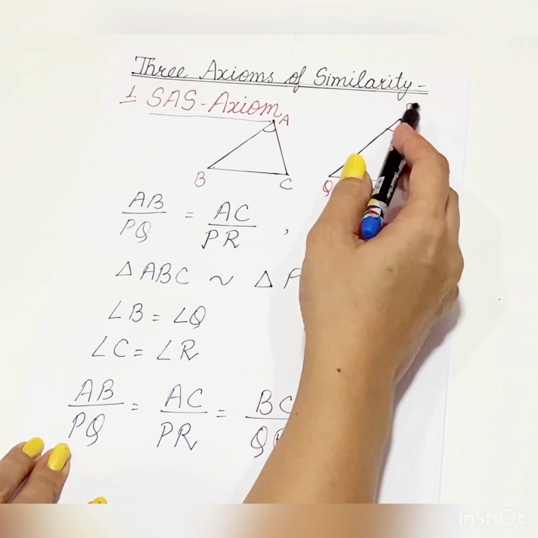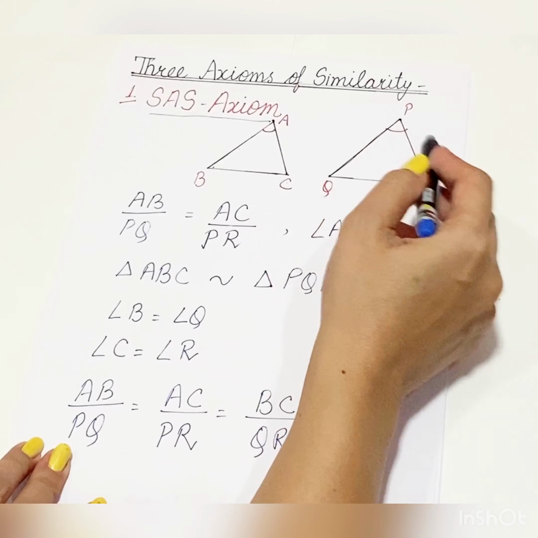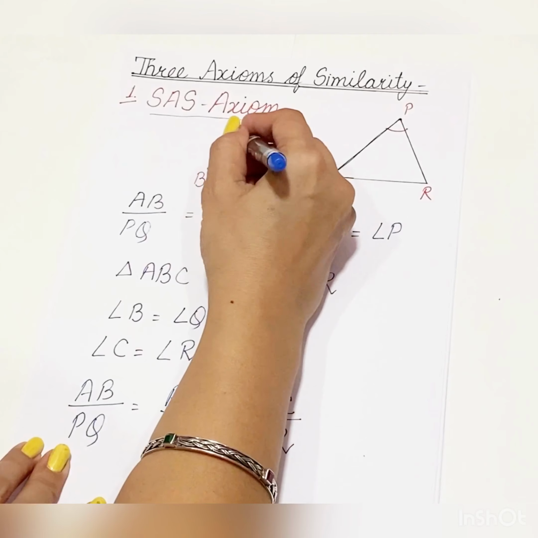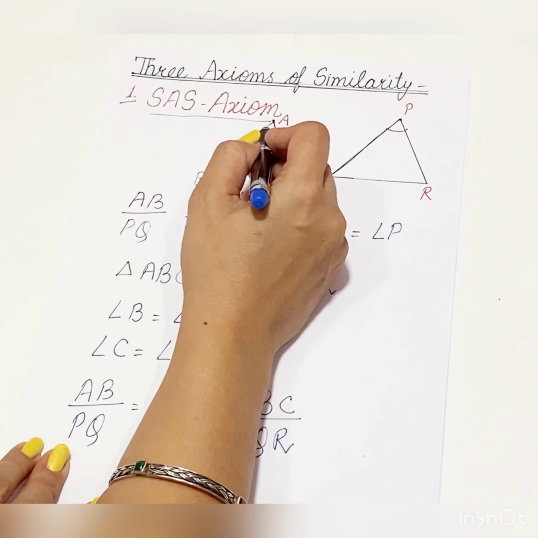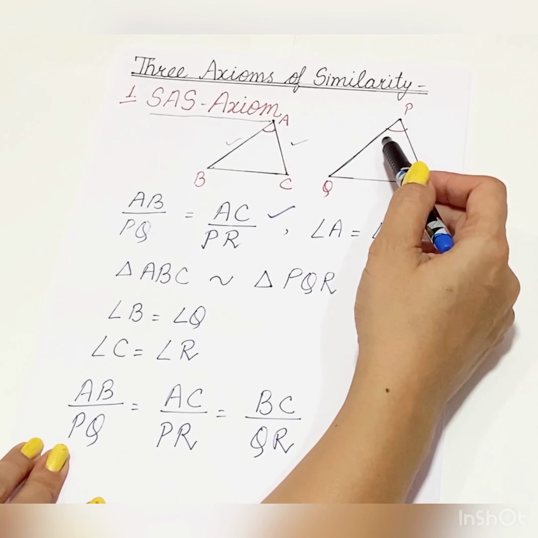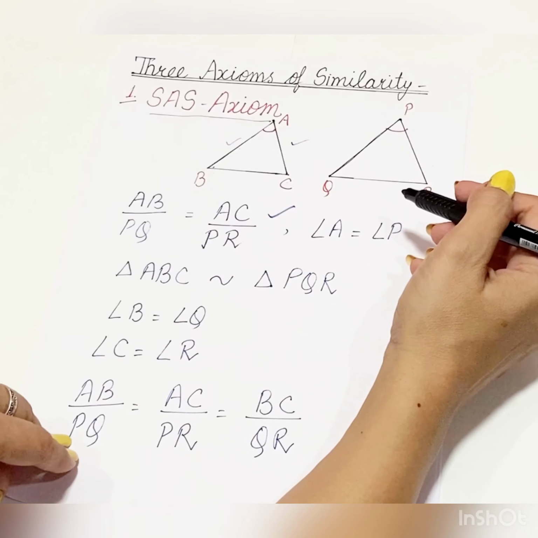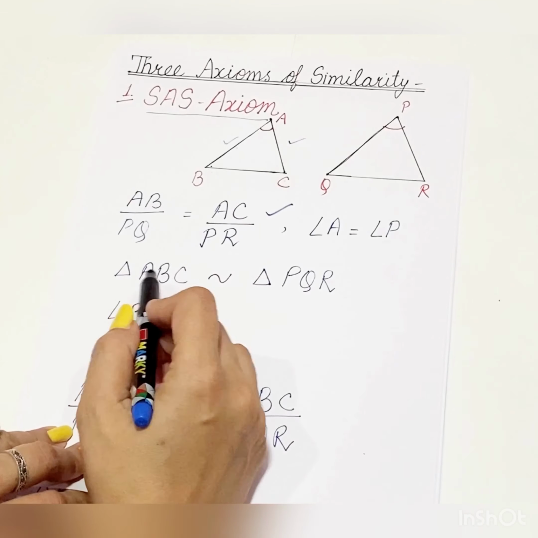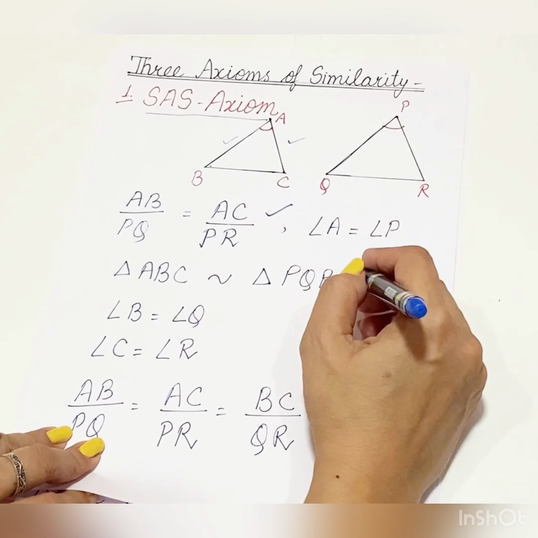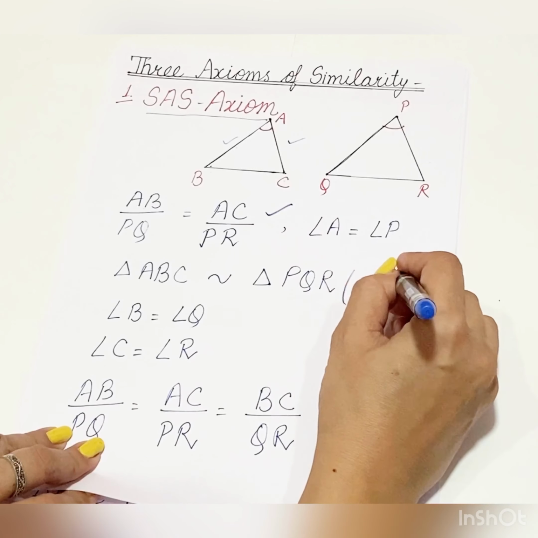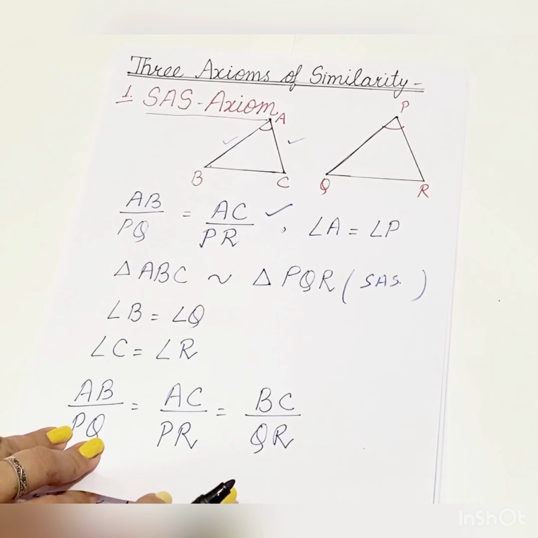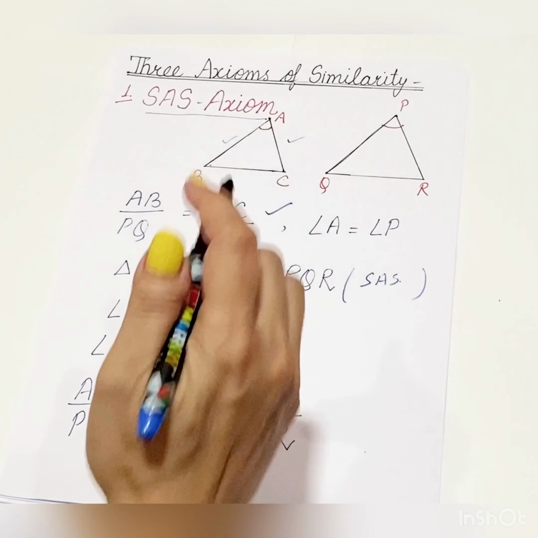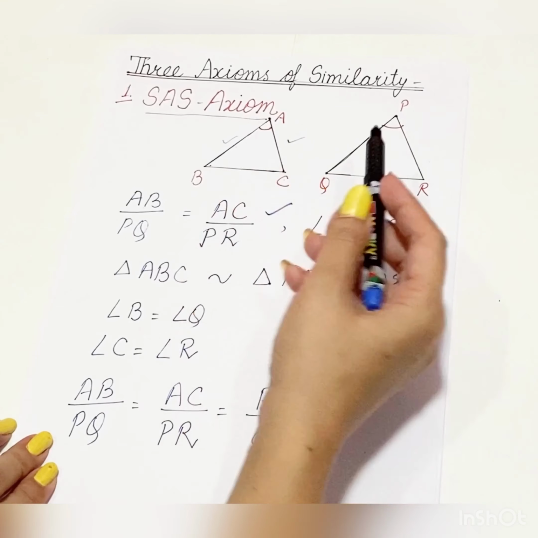Now we have AB upon PQ is equal to AC upon PR. So these sides are in proportion. AB and AC are the two sides of the first triangle, and the included angle is A. Similarly in the second, the included angle is P. Angle A is equal to angle P. So triangle ABC is similar to triangle PQR, and in brackets you will give the reason, by SAS axiom. It is important in geometry, everywhere you have to give the reason. Now once the two triangles are similar to each other, then the rest of the corresponding angles will be equal.